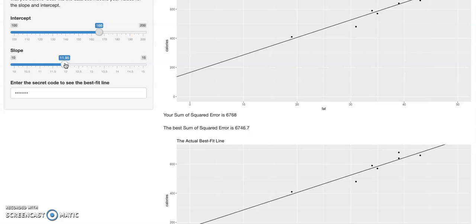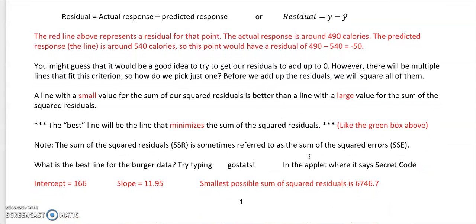Well, what if I had gone the other way? What if I went down to 11.9? Again, this is a little bit bigger, so it's not as good. I could try the same thing with the intercept. I move it down a little bit. My sum of squared error gets a little bit bigger than it was before. I move it up a little bit. The sum of the squared error gets a little bit bigger. And you could keep trying this for the next hour or so, and you're never going to beat this number. So there is one line that will give us the smallest possible sum of the squared residuals.